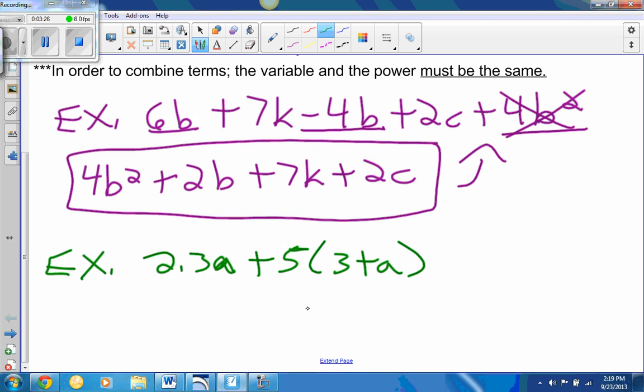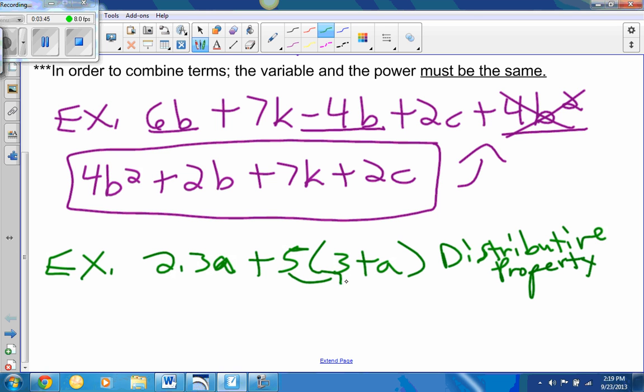And if you remember anything from last year, this is the one property that I went over and over and over. Distributive property. Which means I'm going to distribute everything on the outside to everything on the inside. And since they're right next to each other, you're going to multiply. So 5 times 3 is 15. There's a plus here, and this is a positive, so it's going to be a plus. 5 times a is 5a.